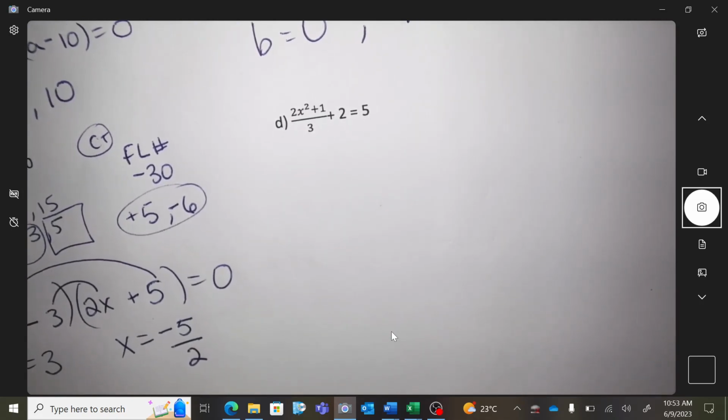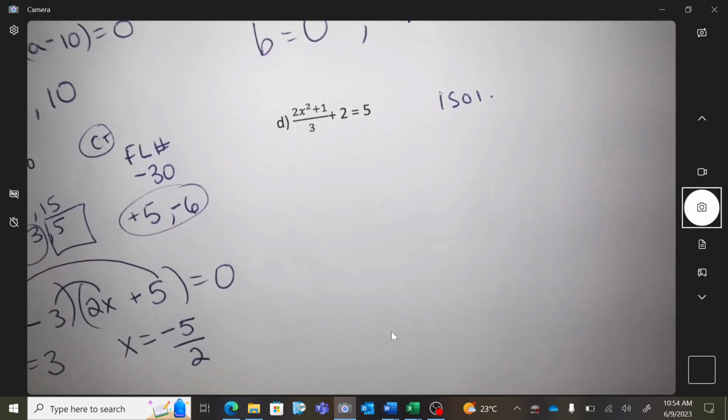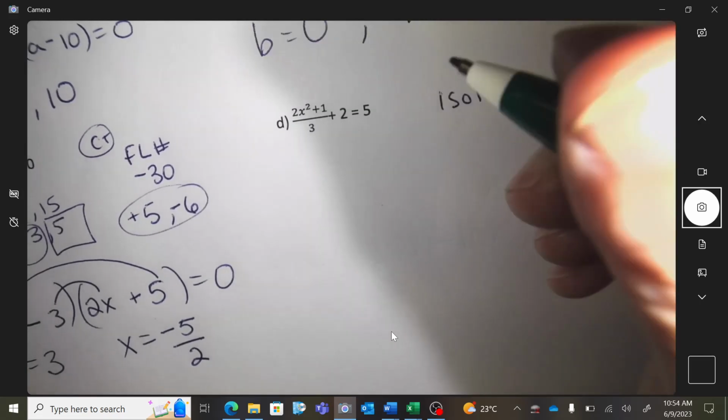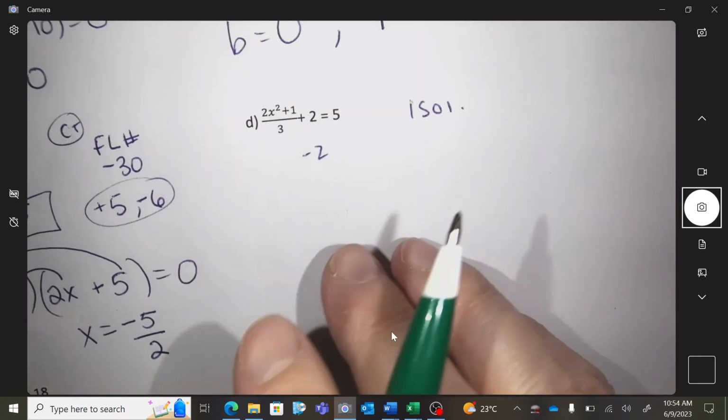Question D is a little bit different on the algebra branch. Can anybody tell me where I would be on the algebra branch here? I only have one variable. There's only one variable type. So what can you do if there's one variable? Isolate. You can isolate with one variable. So I'm going to subtract 2 as my first step.